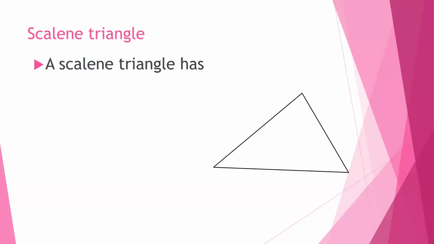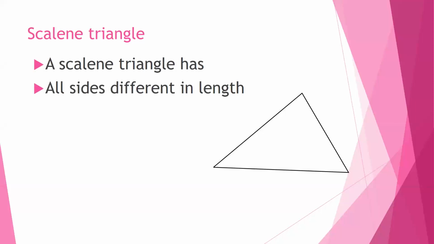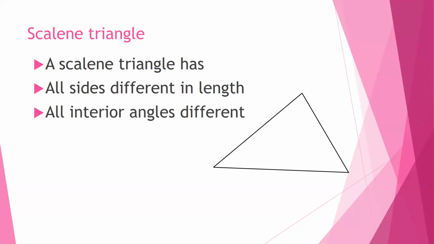Okay, then we have scalene. As for scalene, it has all sides different in length. All sides are different, and because of that, all interior angles are different. All interior angles are different, and it has no line of symmetry.